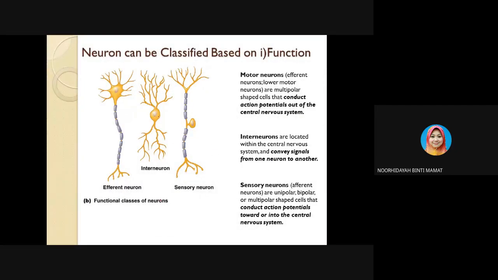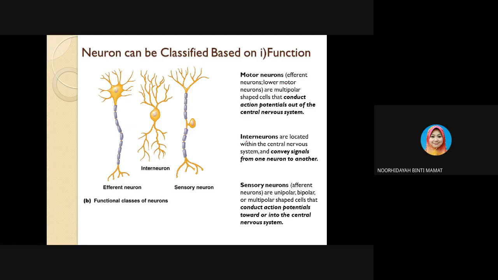The neuron can be classified based on function. The neuron can also be classified based on structure. So we go to the function first. These are the functional classes of neurons. We have the efferent neuron, interneuron, and sensory neuron. The motor neurons, which are the efferent neurons and lower motor neurons, are multipolar, in order for them to conduct action potentials out of the central nervous system. So this is the function of the motor neuron, the effector neuron.